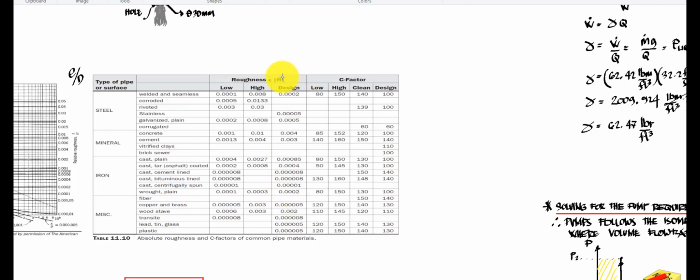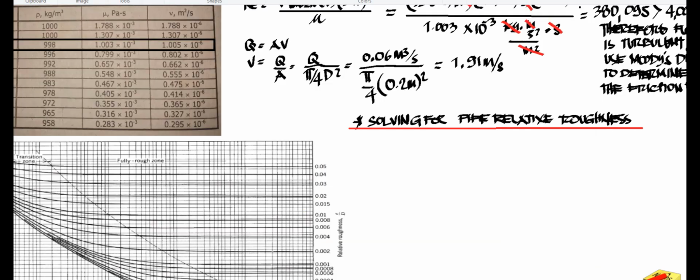For the remaining problem, we'll be using the design. We always use this one, not the low and high, so we'll be focused on the design. So we have the value of 0.002. Now for the relative roughness, we have the value 0.0002, in the unit of feet.